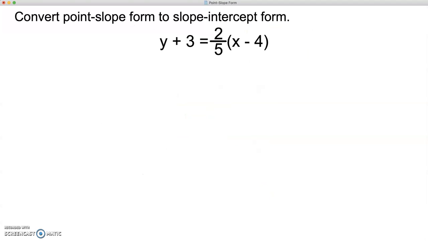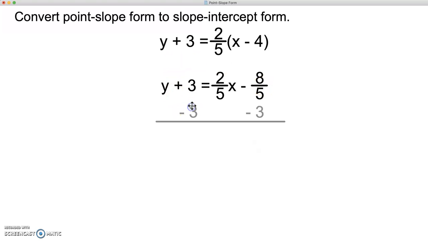So we're converting this equation from point-slope form to slope-intercept form. First, I need to distribute the slope. So 2/5 times x is 2/5 x. 2/5 times negative 4 is a negative 8/5. Now I need to subtract 3 from both sides. So y is equal to 2/5 x minus 23/5. It's okay to have a fraction like this as the y-intercept.